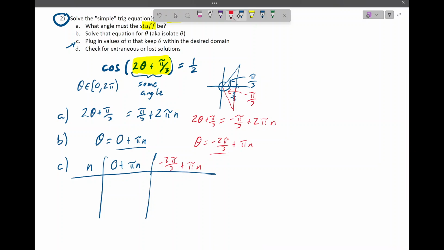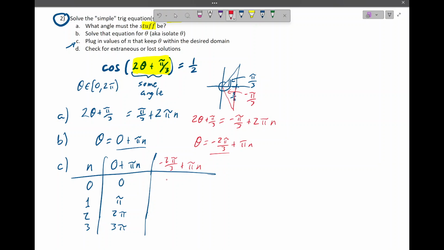Although you technically could start off at a negative number, because n could be negative. You could go backwards. So I go 0, 1, 2, and 3. And let's just see what happens. So when I plug in these values, well, 0 times pi is 0. So 0, 1 pi, 2 pi, and 3 pi.